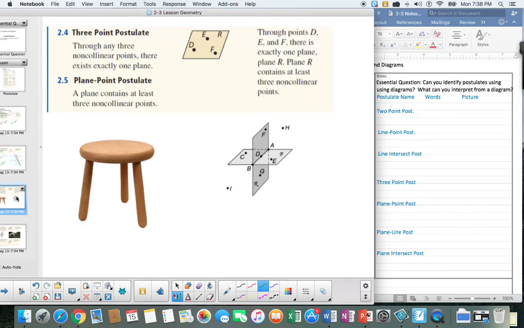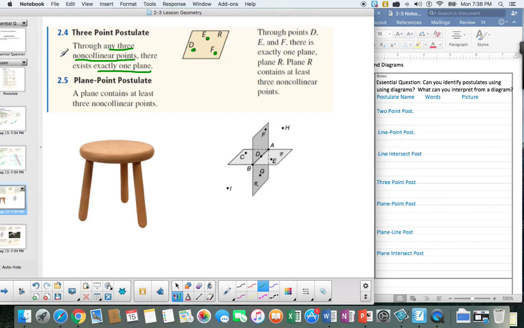Okay, the next 2, this is called the 3-point postulate, and I want you to notice that you're starting off with 3 non-collinear points. So you're going to start off with the points here. You start off with the E, the F, and the D, and you know that there's going to be exactly 1 plane going through them.